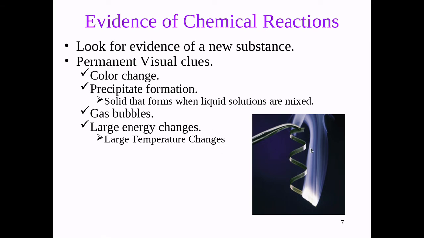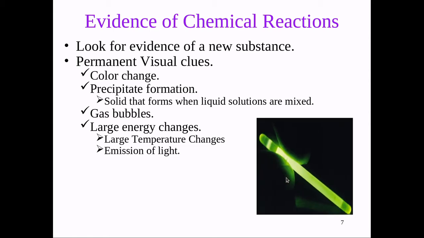Sometimes there are large energy changes. This is a picture of a strip of magnesium that's on fire. So a chemical reaction is occurring, specifically combustion there. But it could just as easily get very cold. And then something a little bit more exotic, you can see the emission of light. This is a glow stick that's emitting light. The reaction that happens in fireflies is also a chemical reaction. This type of reaction is known as chemiluminescence.